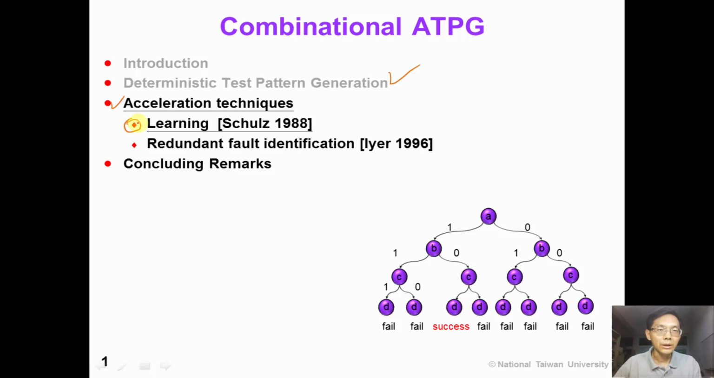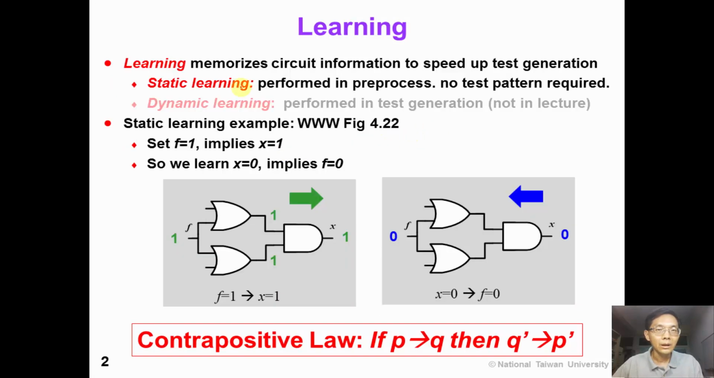One is learning, proposed by Schultz in 1988. The other one is redundant fault identification, proposed by Euler in 1996. So learning is a technique to memorize circuit information so that we can speed up test generation. There are static learning and dynamic learning.